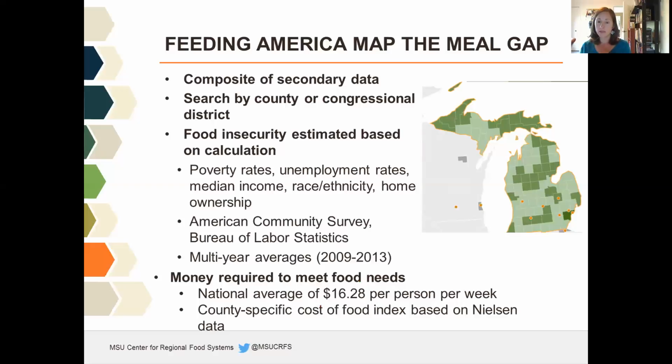And then the measure that they present on the money required to meet food needs comes from a determination of a national average of the budget shortfall for food insecure households, which they determined to be $16.28 per person per week. That is the budget shortfall between food insecure and food secure households, and then multiply that by county specific cost of food index, which is based on actual store purchases made at 65,000 stores across the country in October 2013. And so that comes from Nielsen data to better understand how food prices are variable across different counties. So just a little bit of context where those numbers are coming from.